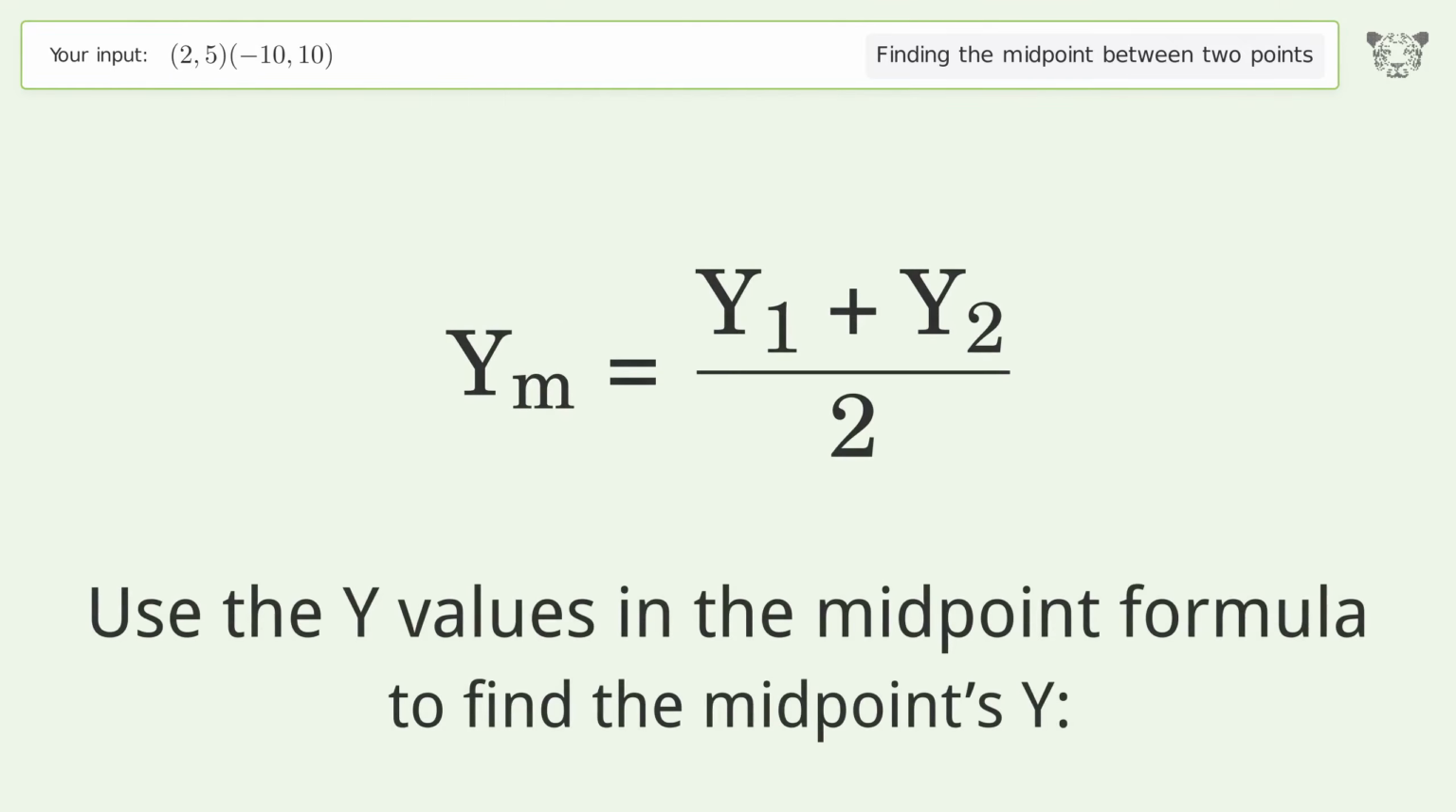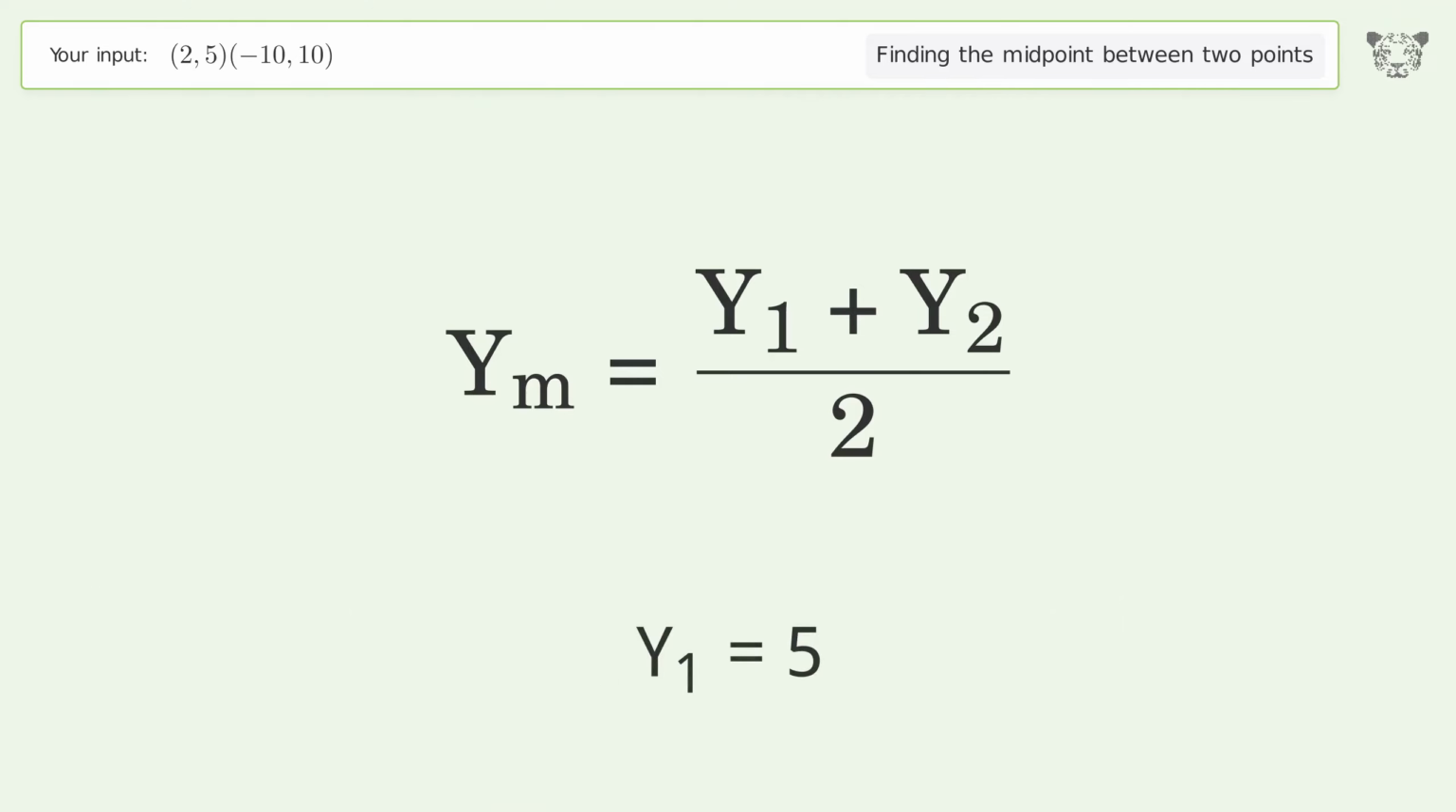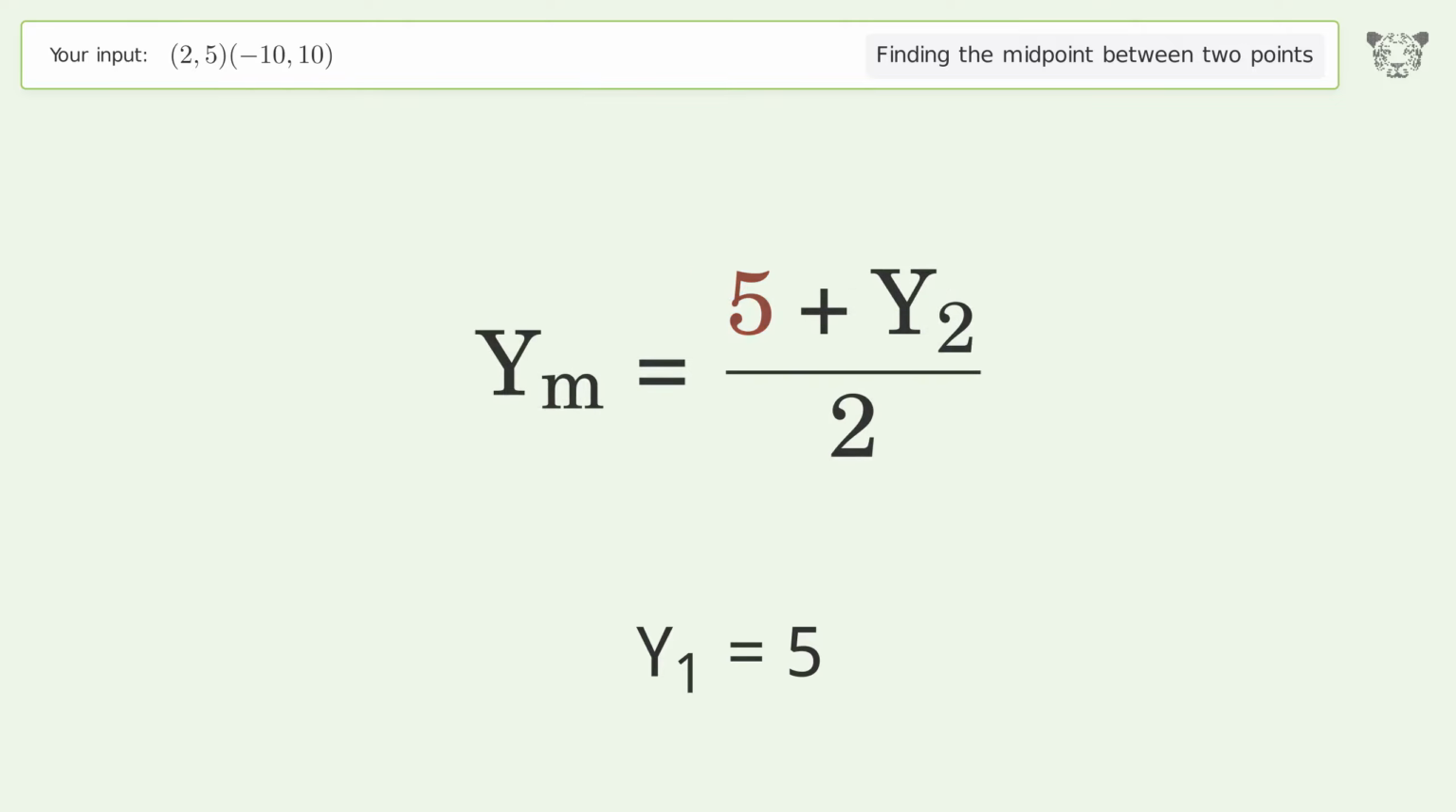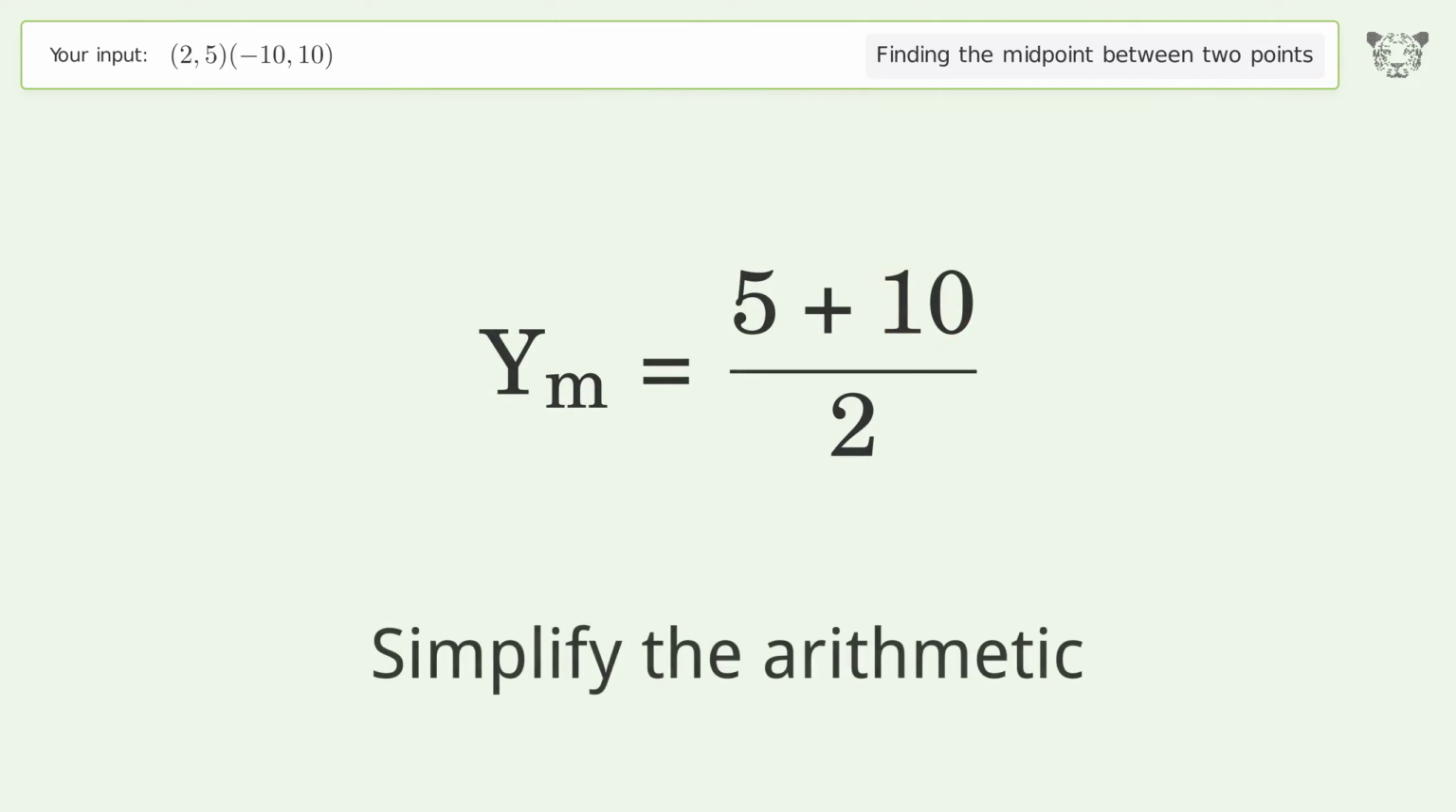Use the y values in the midpoint formula to find the midpoint's y. y1 equals 5. y2 equals 10. Simplify the arithmetic.